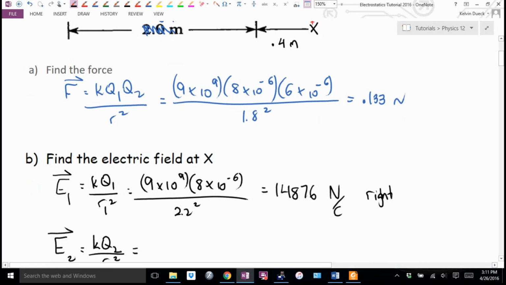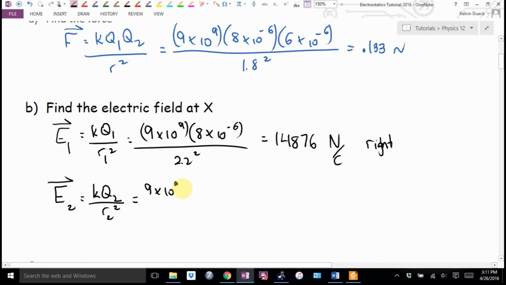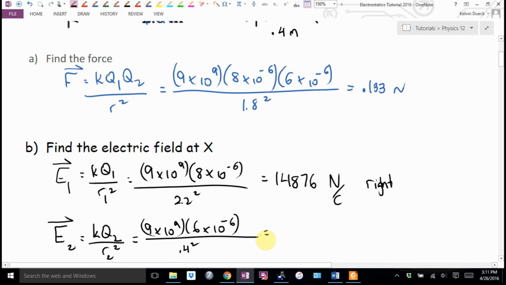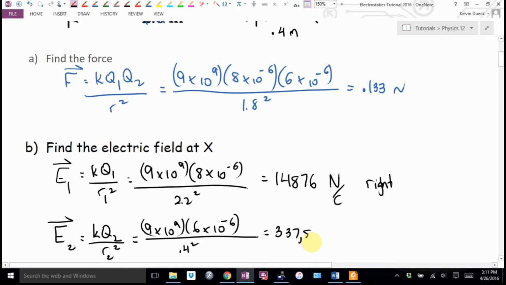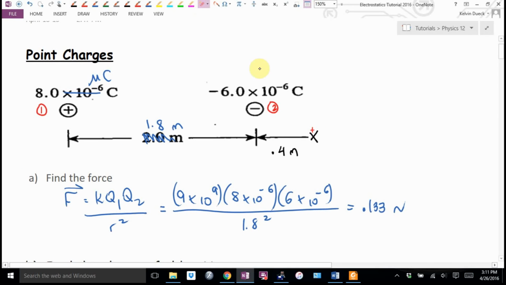I repeat with charge 2, it's going to be 9 times 10 to the 9th. It's going to be 6, not negative, because forces and fields forget the signs. And it's going to be 0.4 squared. I'm going to be really lazy. Change the 8 to a 6. 0.4 squared. And I get 337,500 newtons per coulomb. Direction. Which way would a positive sitting right here want to move because of this guy? Attract. Left.